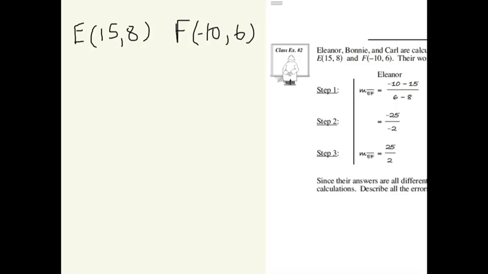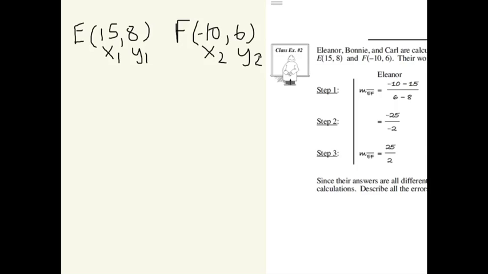Okay, let's establish what our x1, x2, y1, and y2 are. Makes it a little bit easier to work with the slope formula. So 15 will be our x1, negative 10 will be our x2, 8 will be our y1, and 6 will be our y2. Okay, so keep that in mind.